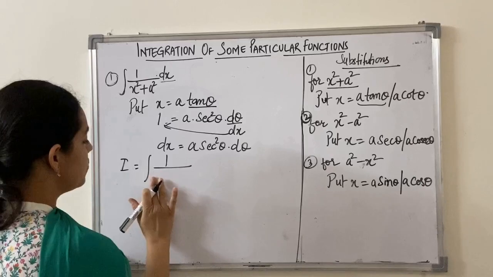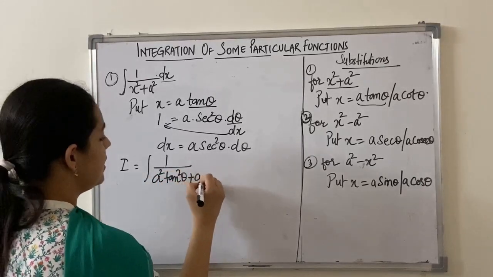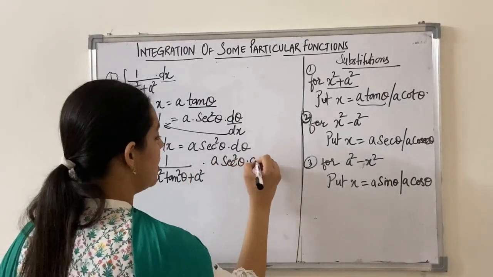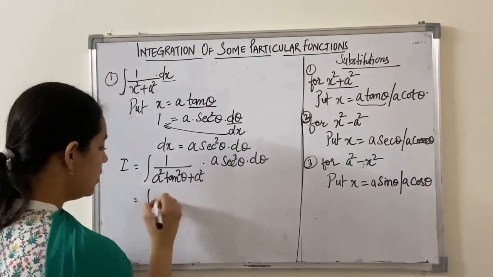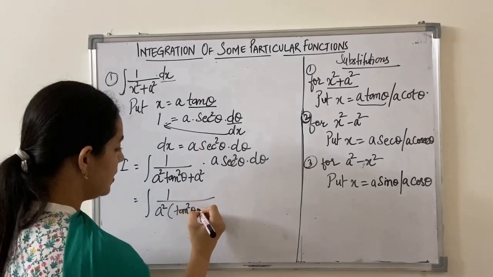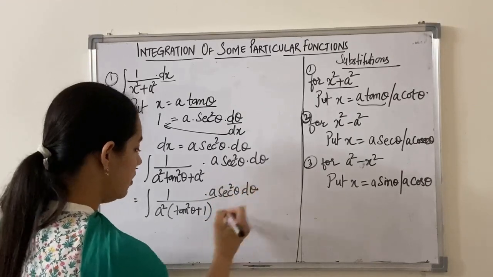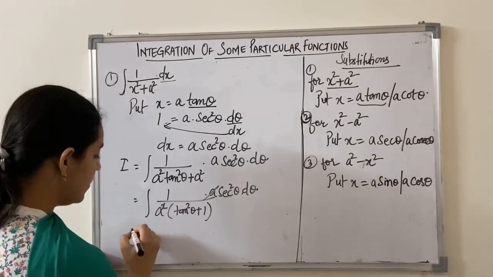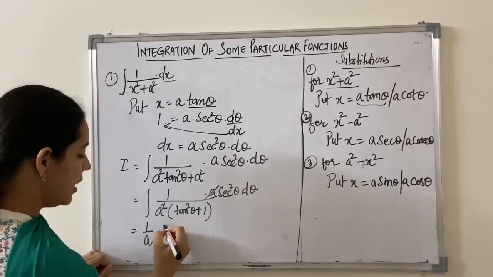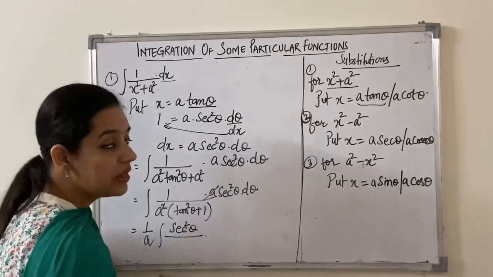In place of x we are going to put a square tan square theta plus a square, and in place of dx we are going to put a secant square theta d theta. Now in the denominator you can see a square is common, so we are left with tan square theta plus 1 into a secant square theta d theta. So a gets cancelled out, and a being a constant can be written outside the integral sign. So it becomes 1 upon a, and inside the integral secant square theta upon tan square theta plus 1.